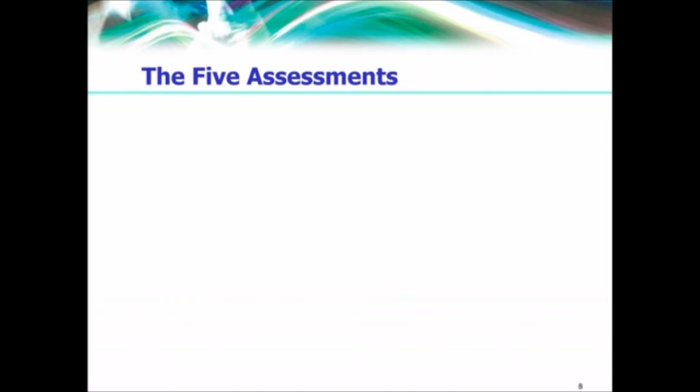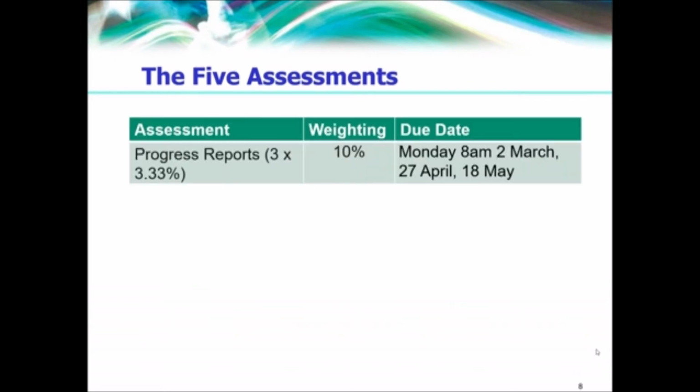There are 5 separate assessments on this course. The first assessment to come in will be your progress report. There are 3 progress reports and they are worth 33 1/3% each. Collectively, they will add up to 10% of the course. These are all required assessments and the dates that they are due are Monday the 2nd of March, Monday the 27th of April and Monday the 18th of May.